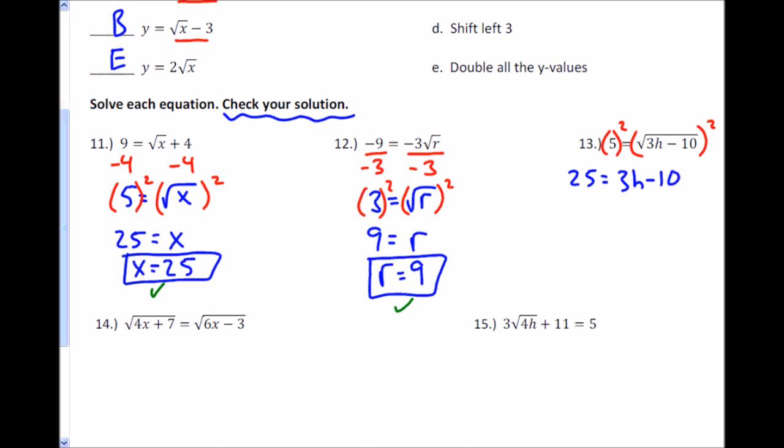Again, the root and the exponent cancel each other out. Now I'm going to solve what's left. I'm going to add the 10 to each side. So that gives me 35 equals 3h. And then, of course, I divide each side by the 3. And I'm just going to leave this as an improper fraction. h equals 35 over 3. And once again, I want to plug that back in. Let me try again. So I plug that back into the equation. And this one does work when I plug it back in. So again, I get a valid solution. So this is my answer.